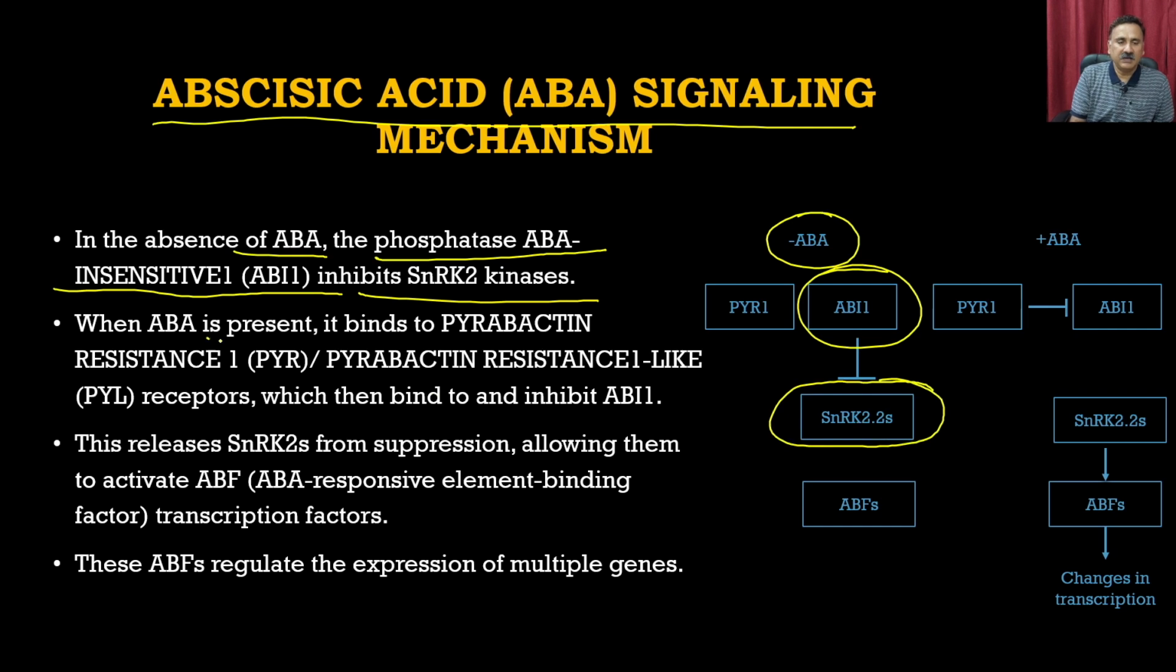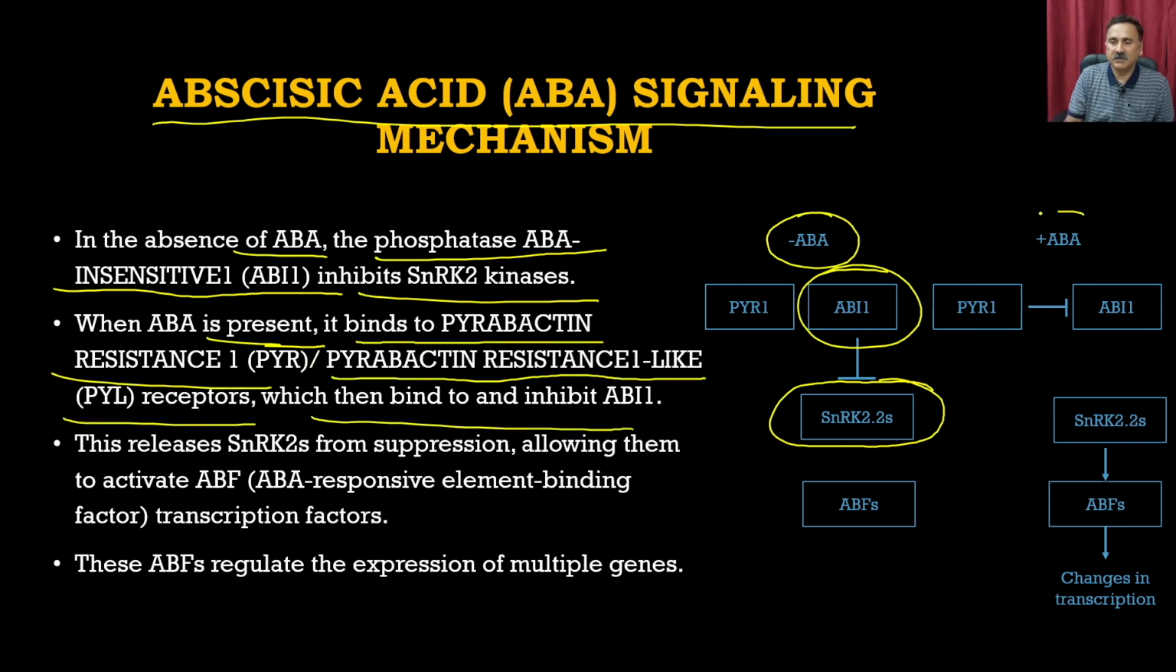So when ABA is present, it is binding to the pyrabactin resistance 1, or PYR1, pyrabactin resistance 1-like receptor, which then binds to and inhibits ABI1. So when ABA is present, ABA is going to bind PYR1 and that is going to inhibit the activity of ABI1.